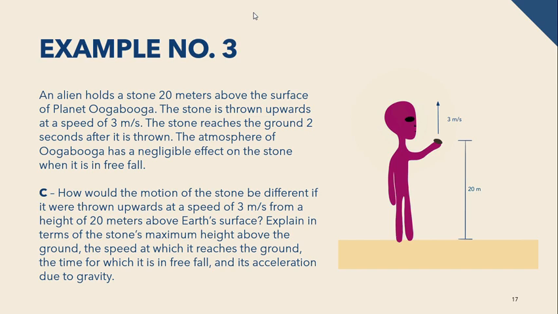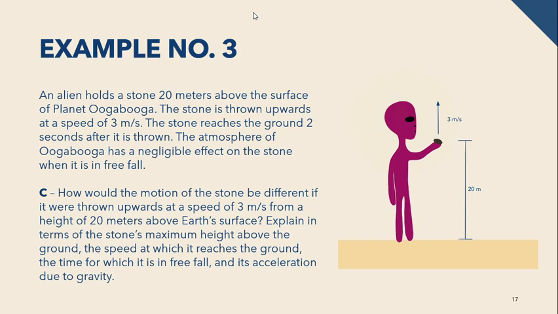And as was said before, since the acceleration on Ooga Booga is higher, when the stone is going up, it will slow down more quickly, and so it'll take less time to get to 0 meters per second and reach its maximum height than if on Earth. Then, when going down, it will speed up more quickly, and so it'll take less time to reach the ground.